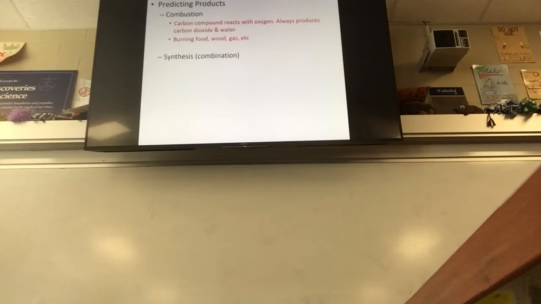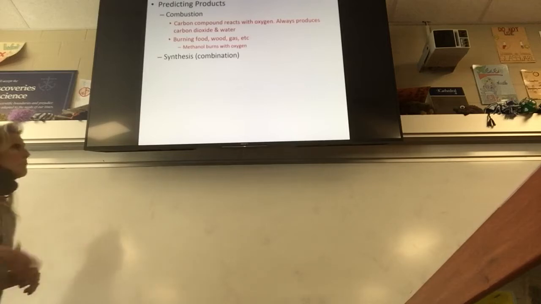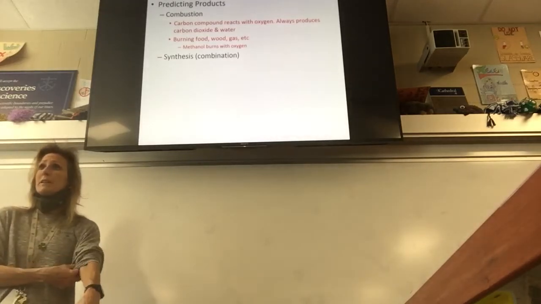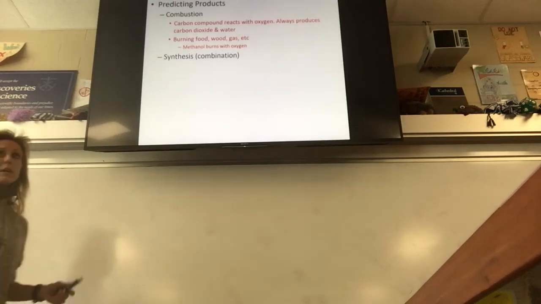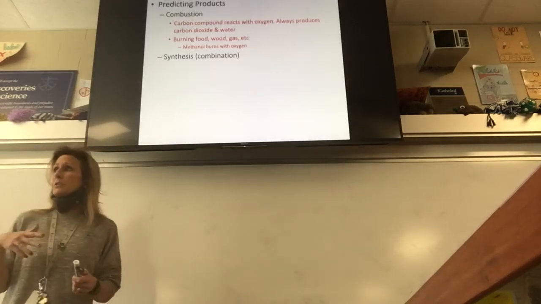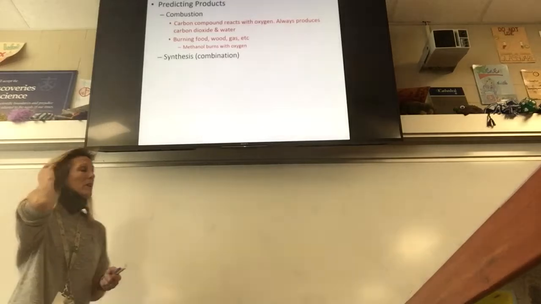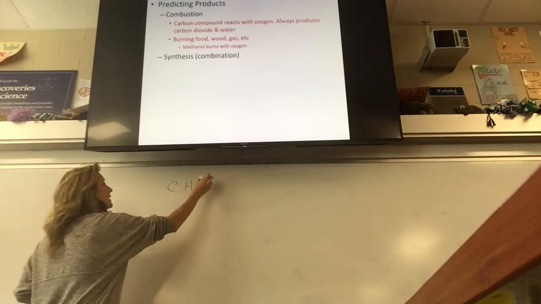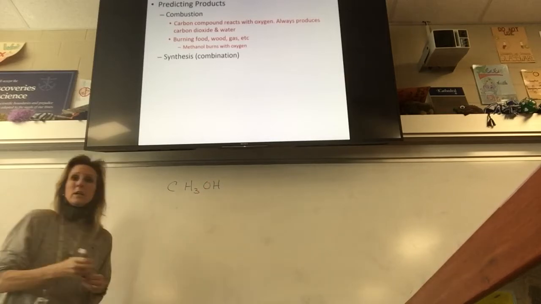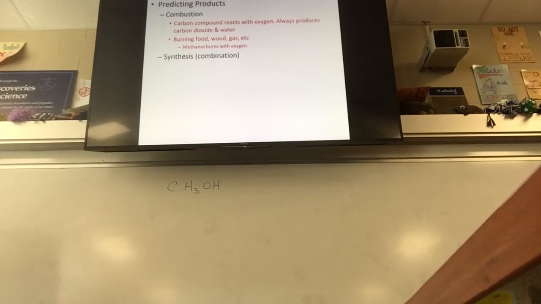So again, if it's an alkane, you need to know that formula. If it's not an alkane, I'll give you the formula. So like this, for example, methanol. Methanol is not an alkane. So if this were on your homework or test or quiz, I would give you that formula. And methanol is CH3OH. That's what we call an alcohol.